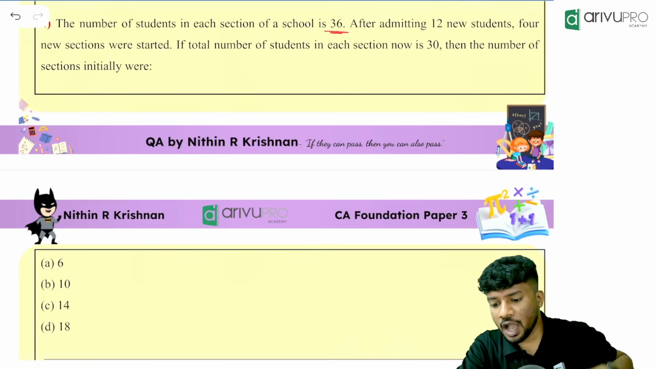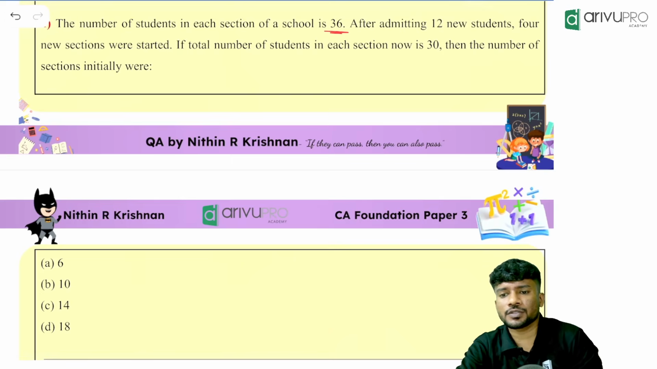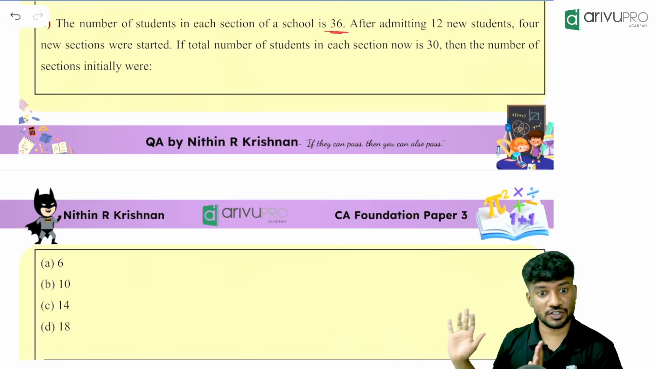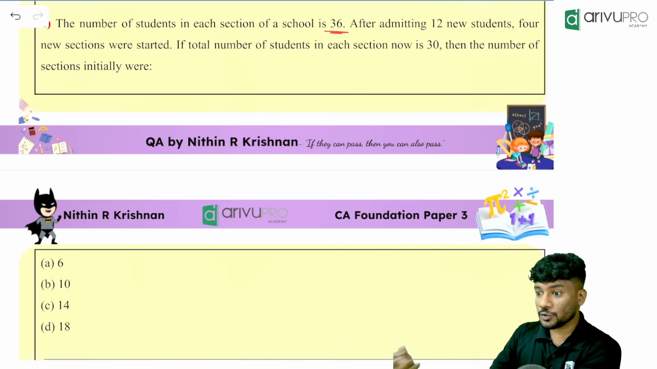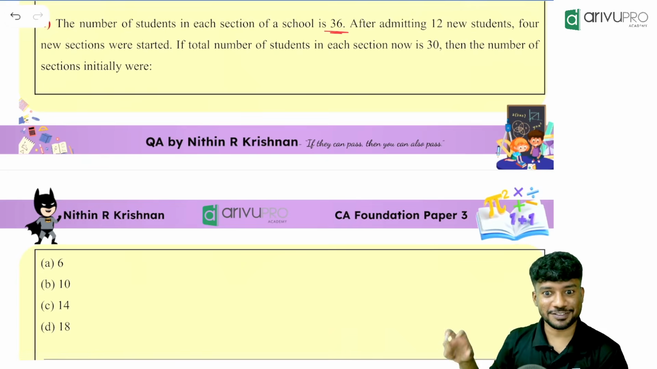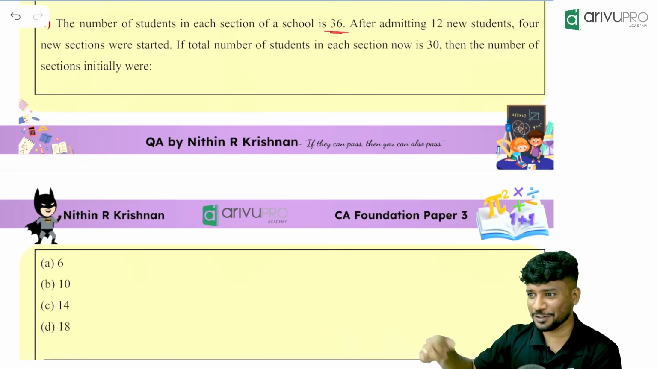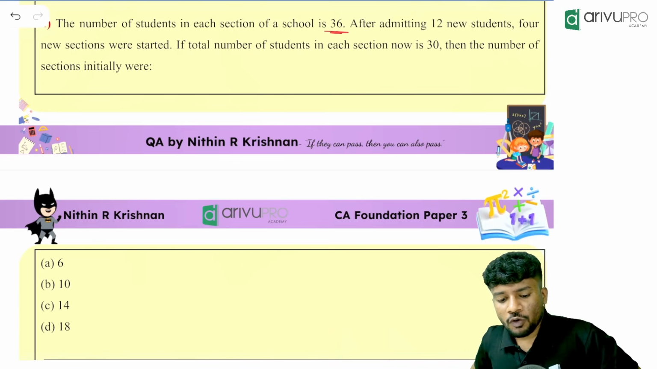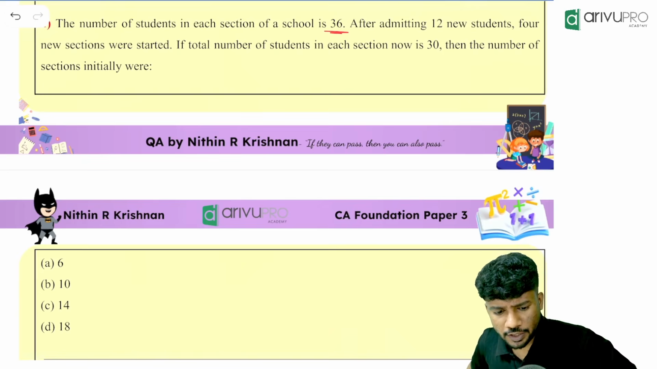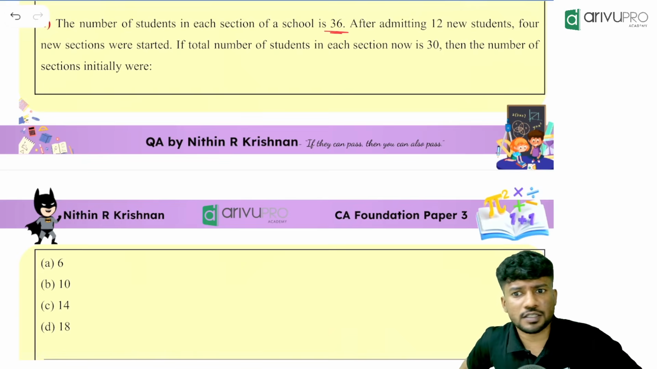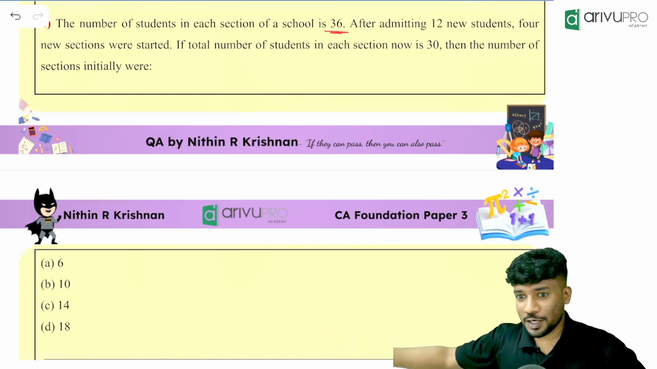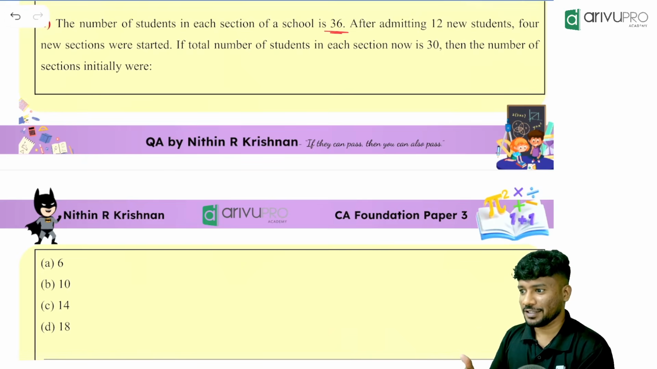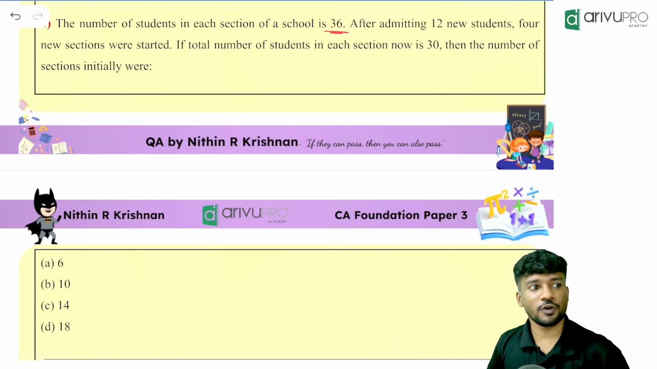After admitting 12 new students, think about it, you and your friends, everyone were in a single section. Then 12 new students are added. Yes, when new students come, they will have that initial ego issue and everything, right? 12 new students join. When 12 new students join, 4 new sections were started. What do you mean by that? When 12 more students join, what happened? They split the section. They split the students and started what?